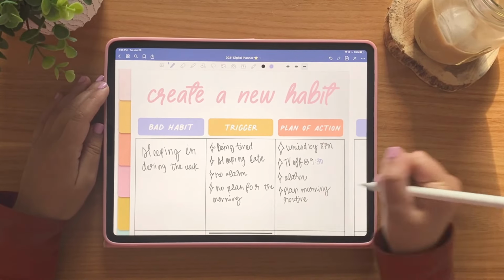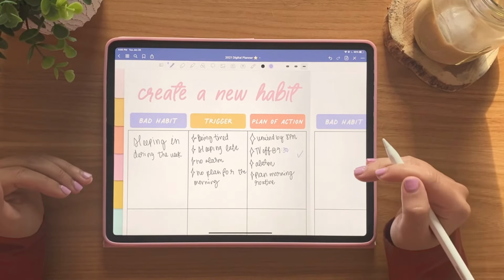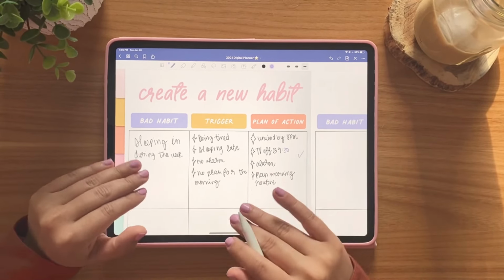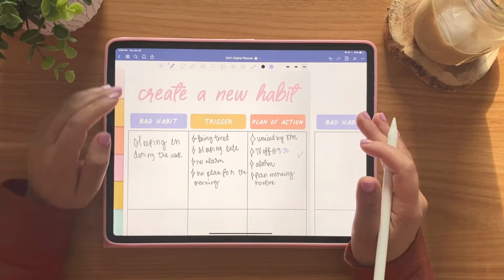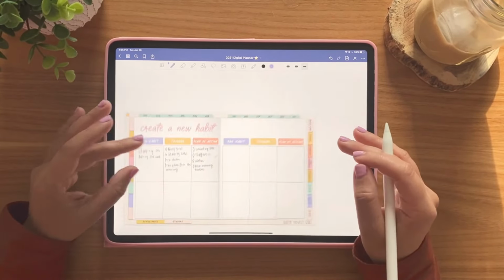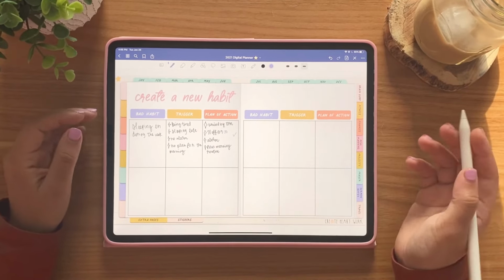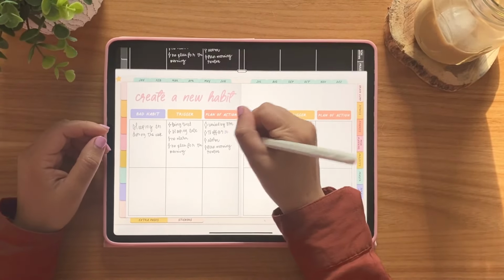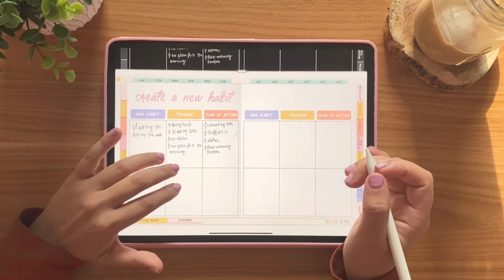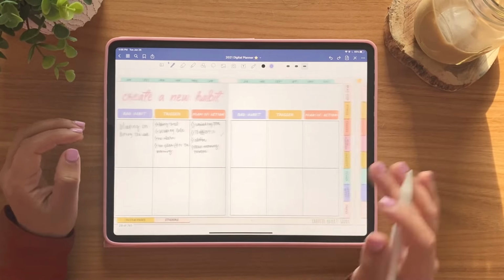We're going to do an alarm and plan our morning routine. By the way, we have already been accomplishing this as of right now. This bad habit, I wrote it at the beginning of January. We're on January 26th, and I'm already getting way better at this. So that is how you would do it. You would write your bad habit, your trigger, and then your plan of action, and obviously get your little check mark whenever you are making progress or completed it.